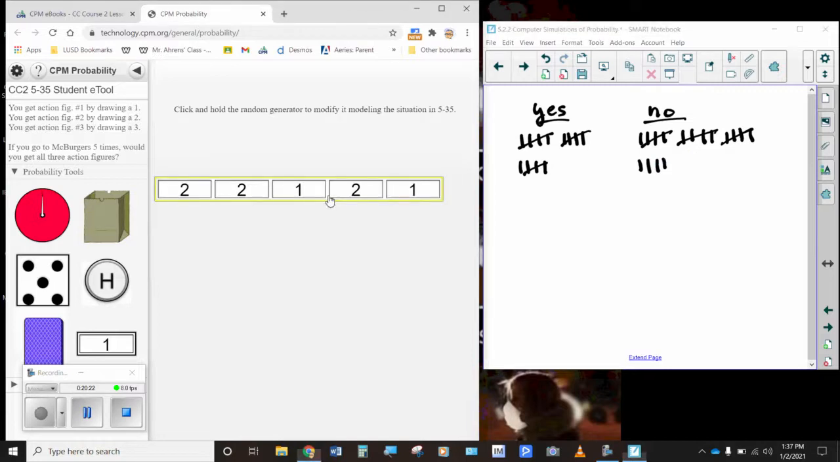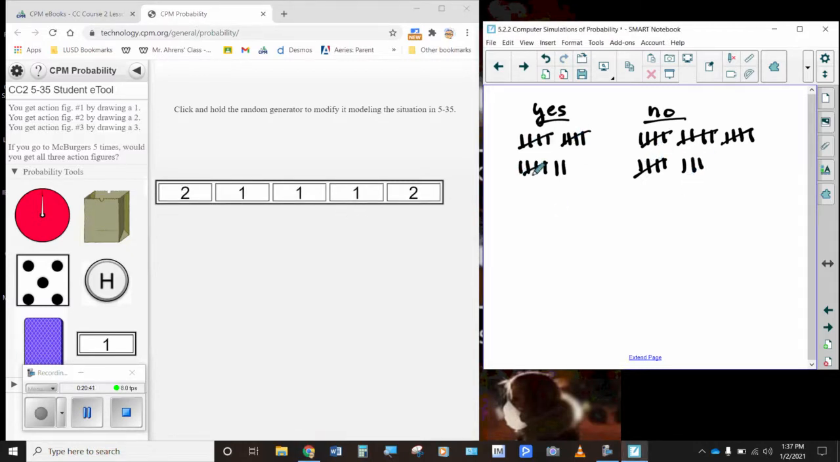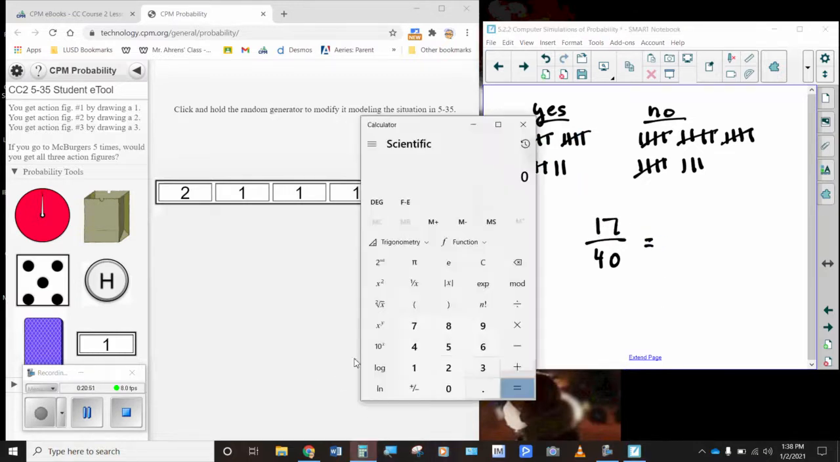No, no, no, yes, yes, no, no. Okay. 5, 10, 15, that's 17. 5, 10, 15, 20, 23, that is a total of 40. And it was 17 out of 40, which is what percent? 17 divided by 40 is 42.5%.